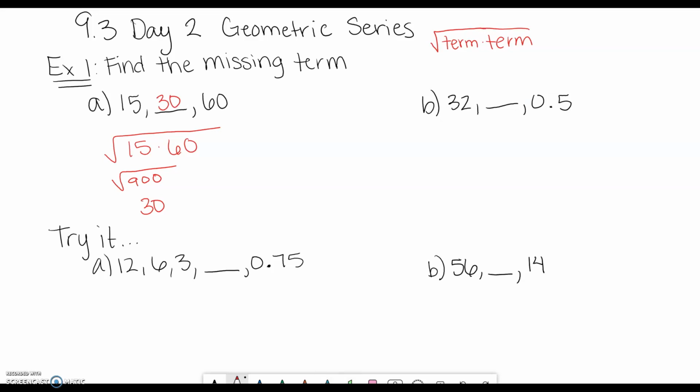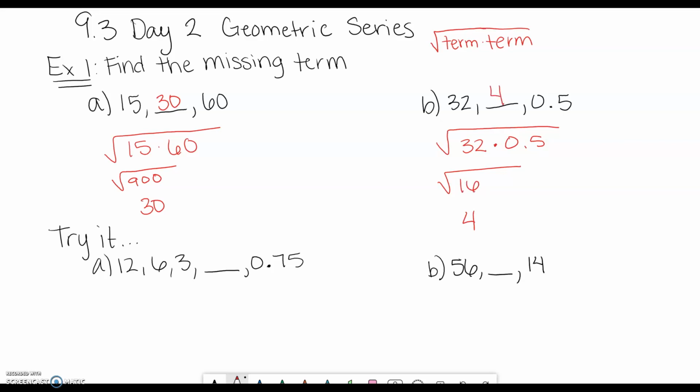Okay, and then same idea with the next one. So take the square root of 32 times 0.5. 32 times 1/2 or 0.5 is 16. The square root of 16 is 4. So the missing term is 4 here.